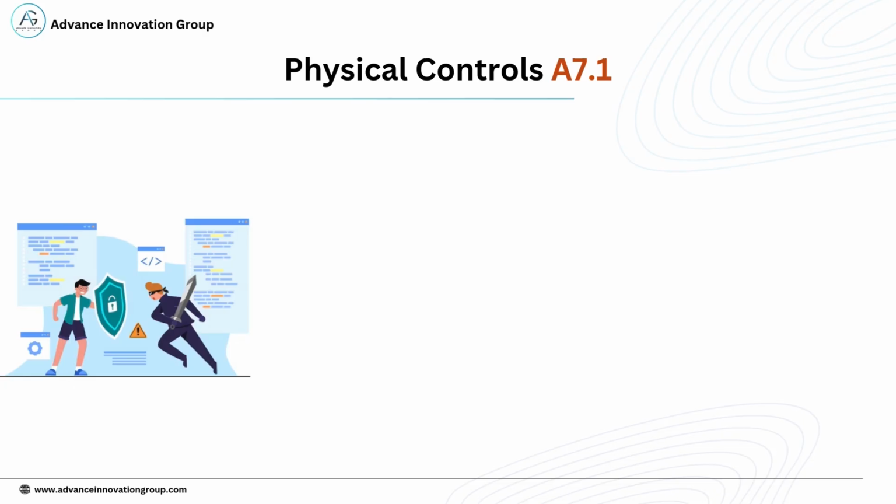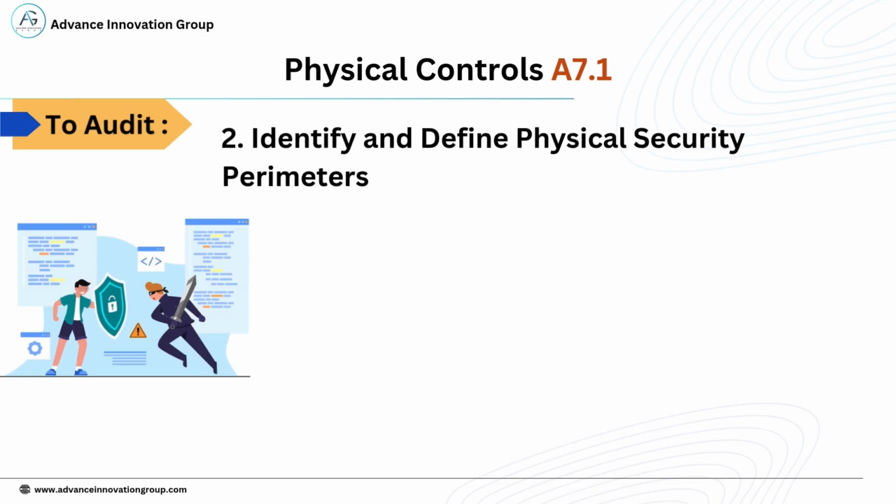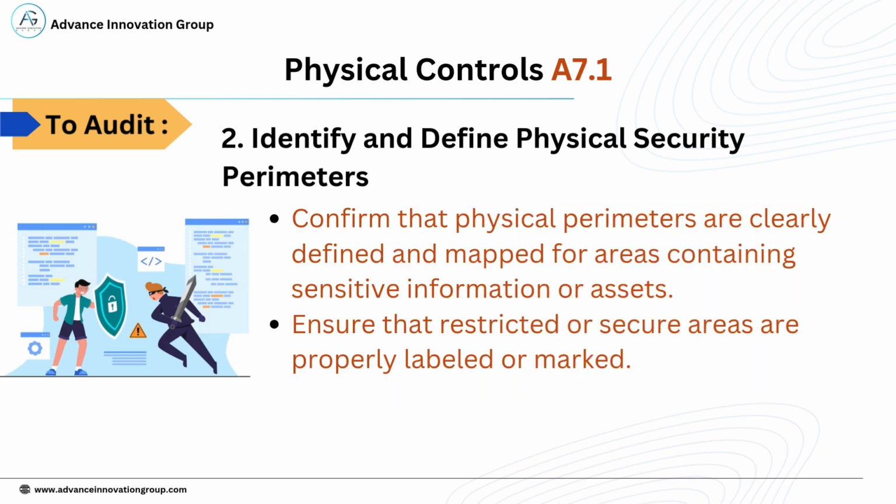Physical controls of 7.1. To audit. 2. Identify and define physical security perimeters. Confirm that physical perimeters are clearly defined and mapped for areas containing sensitive information or assets. Ensure that restricted or secure areas are properly labeled or marked.